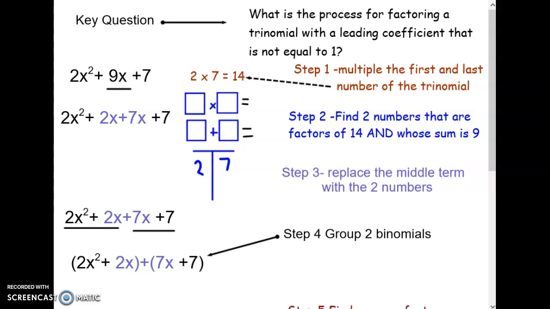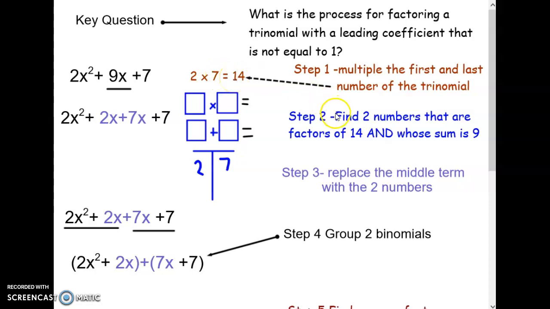If you notice the quadratic that we're going to work on, it's 2x squared plus 9x plus 7. The very first step that we do is a little different. Last time, we looked at this last number. This has a leading coefficient of 2, so we need to take this into account. So step 1, we're going to multiply the first term and the last term of the trinomial. We take the coefficient of the first term and the last term and multiply them together. So 2 times 7 is 14.